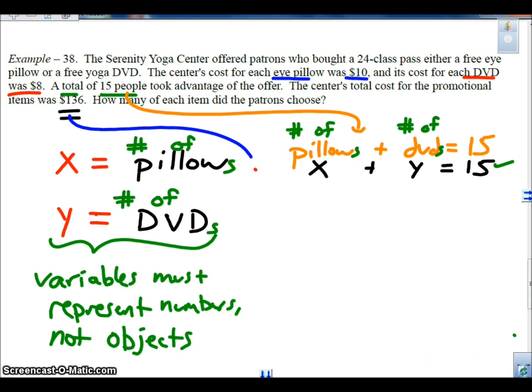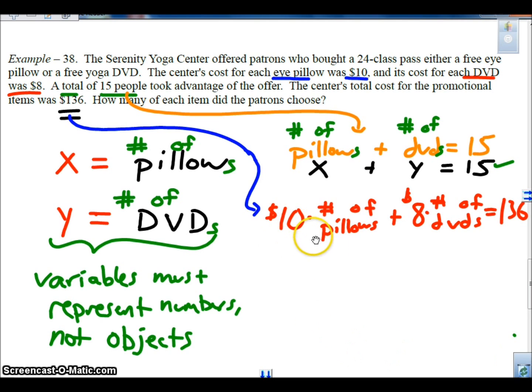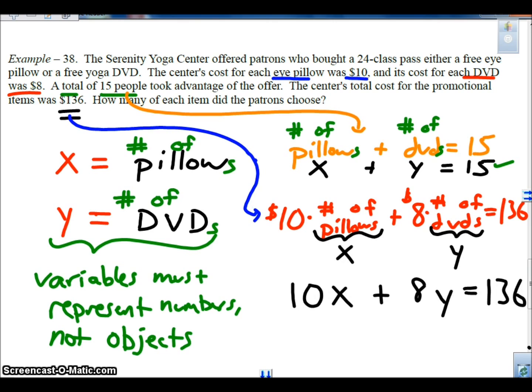And so our second equation should look more like this. $10 times the number of pillows that were given away plus $8 times the number of DVDs that were given away, that adds up to $136 altogether. And again, X will represent the number of pillows, and that will have to get multiplied by 10 in the equation. Y represents the number of DVDs, so we can use Y here, but then that gets multiplied by 8, and so our equation becomes 10X plus 8Y equals 136.